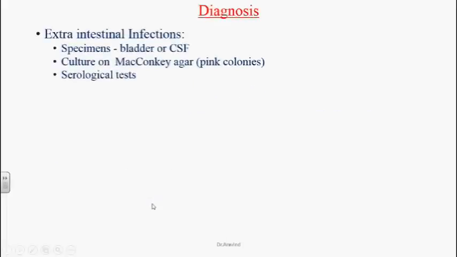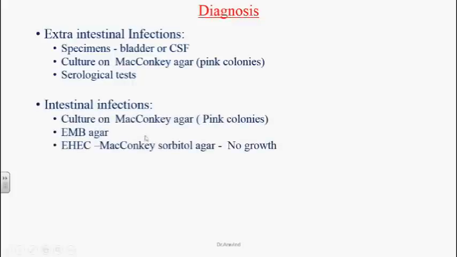Diagnosis. For extraintestinal infections, specimens can be taken from the bladder or from CSF, and we can culture these organisms on MacConkey's agar and EMB agar. We can also diagnose this organism with serological tests by identifying the exact serotype depending upon the O, H and K antigens. On EMB agar, eosin methylene blue agar, we can see metallic shine colonies.